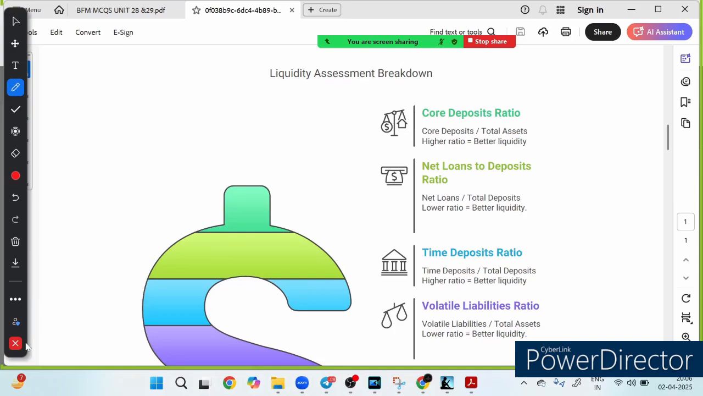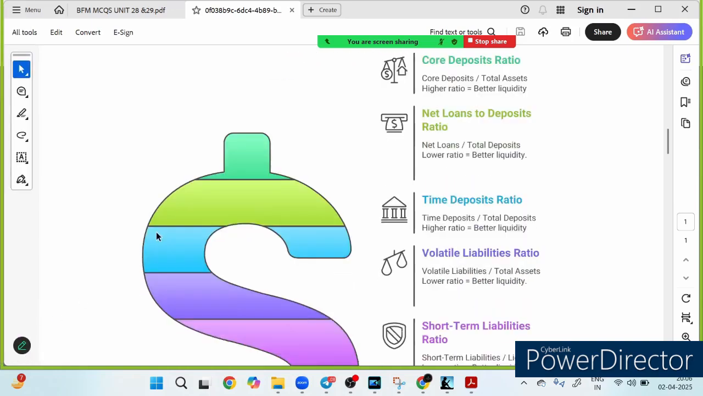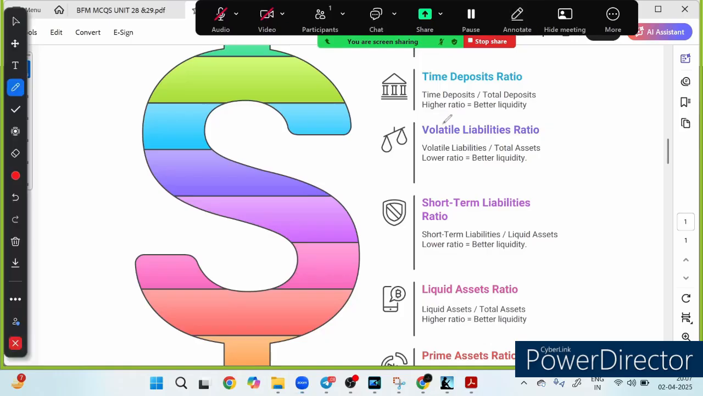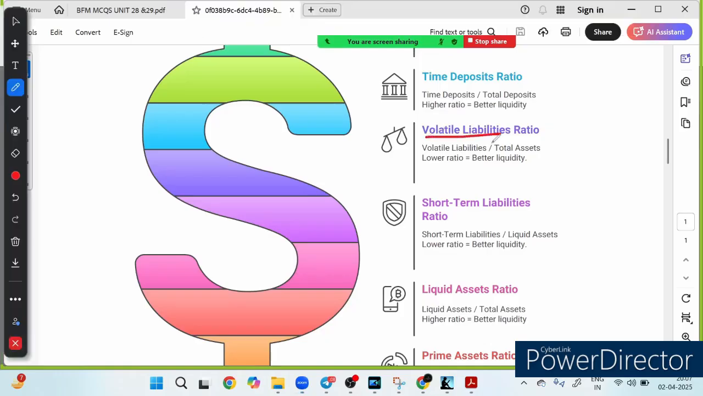And since the bank has this ratio higher, it means time deposit is higher, and if time deposit is higher, it is good for the liquidity. Then we have something called volatile liability. If we talk about the volatile liability ratio, as the name itself suggests, it will compare volatile liability with total asset, right?